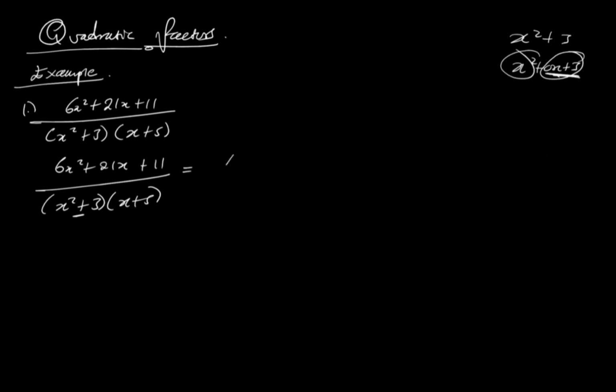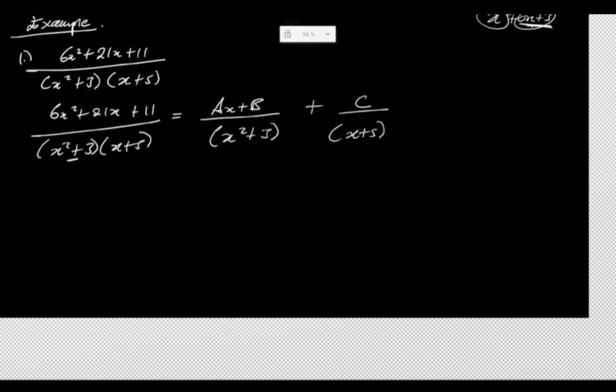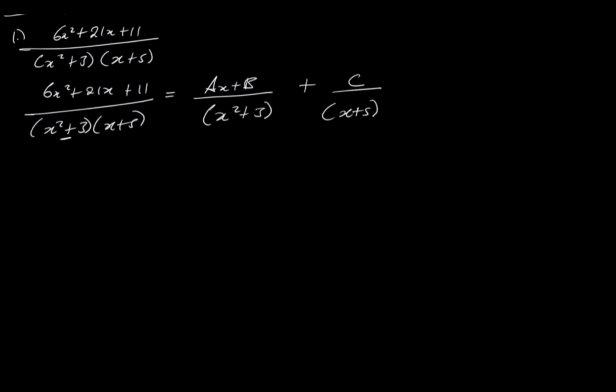So this will be Ax plus B over x squared plus 3, plus C over x plus 5. Now upon doing that, you can now do the basic. Multiply everything by x squared plus 3, then x plus 5. If you do that, remember this, and that will cancel.